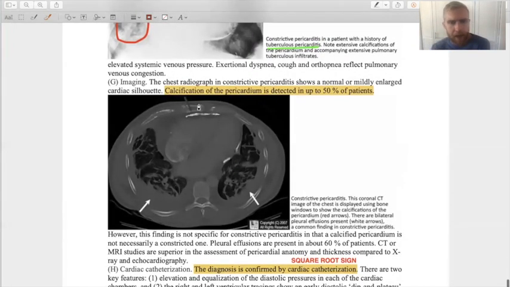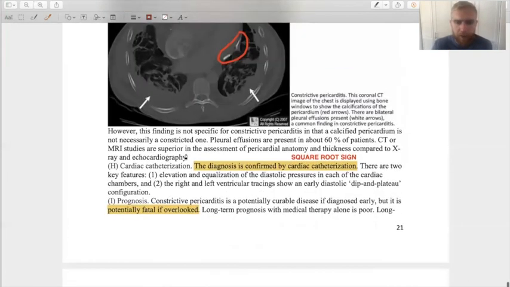And then if you take an axial CT here, you see there's the anterior pericardium. And then here's the infralateral pericardium. And the high signal on CT means it's high density, so it's calcified.